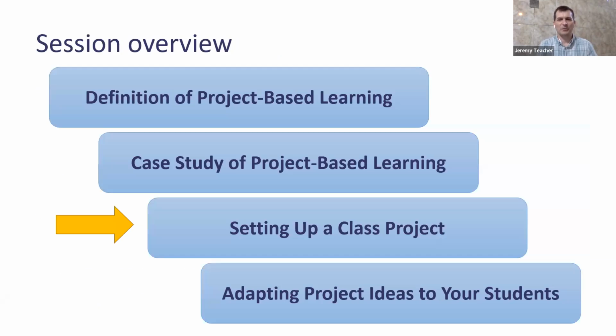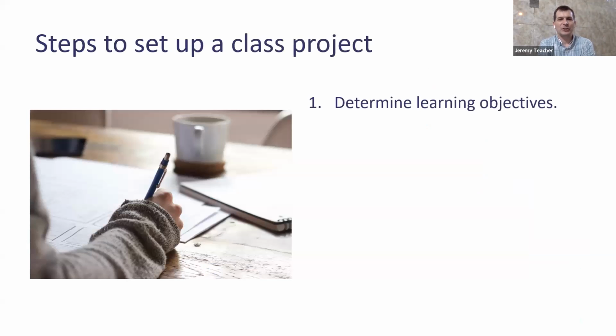All right, now that we've talked about the challenges and looked in depth at that case study, let's talk about the steps to setting up a class project. The very first step is to determine the learning objectives. So you look at your curriculum, decide which objectives you want to focus on with the project. If you're doing a long project, you could choose all of the objectives for a class. That's certainly possible. Or you could just choose one or a few.